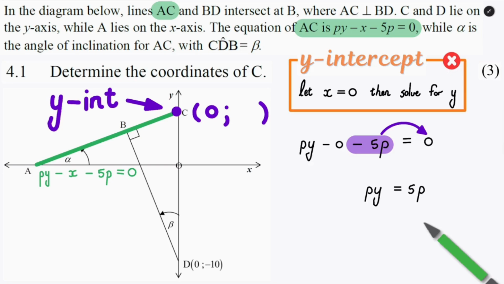And now the end mission, I need y on its own. So I need to get rid of the p's. And I'm going to do that by dividing both sides by p. The p's on the left hand side will cancel with one another. These p's will also cancel with one another, leaving us with a y value of 5. And now we know the coordinates of C will be 0 and 5.